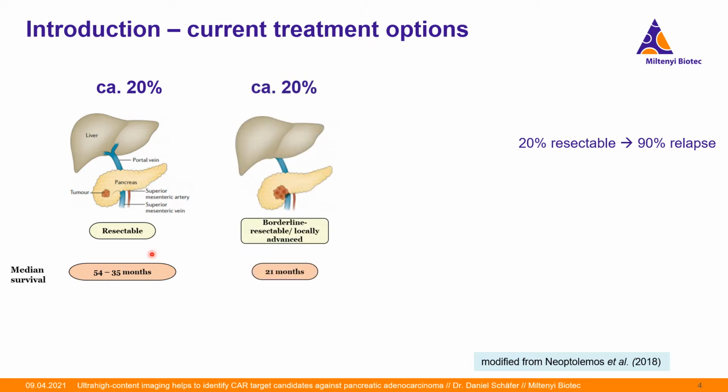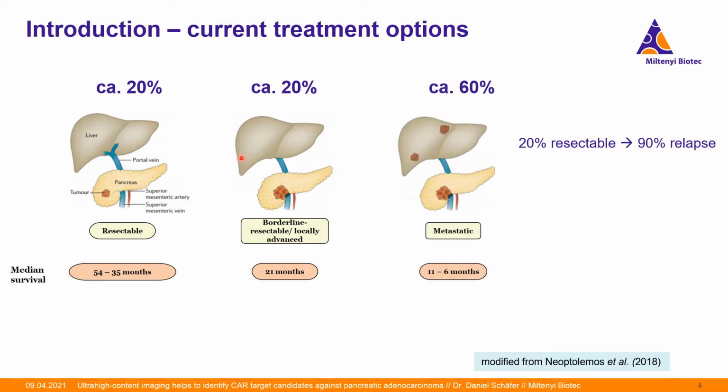Another 20% of the patients have a borderline resectable tumor. In this setting, we have a 20 months overall survival. Unfortunately, these patients can undergo surgery, but from the resectable patients, 90% relapse afterwards again. The grand majority of the patients presents themselves in a metastatic stage. Here the median overall survival is 6 to 11 months.